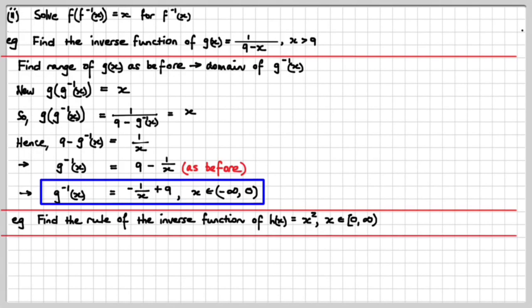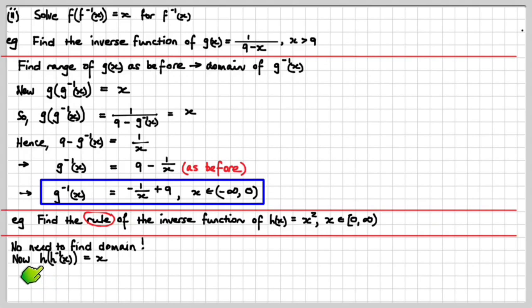Alright, another one. In this case we have to find the rule. Did you hear that word? The rule of the inverse function of h of x equals x squared, where x goes from 0, including 0, up to infinity. Now, in this case we do not specify the domain. No, we do not. So yes, just the rule. No need for the domain.